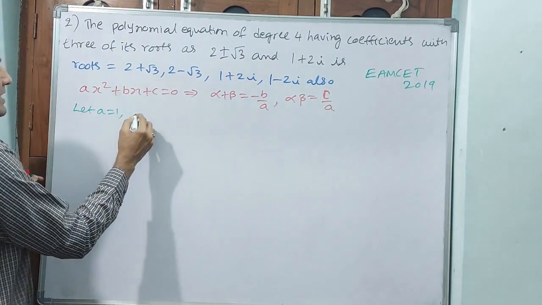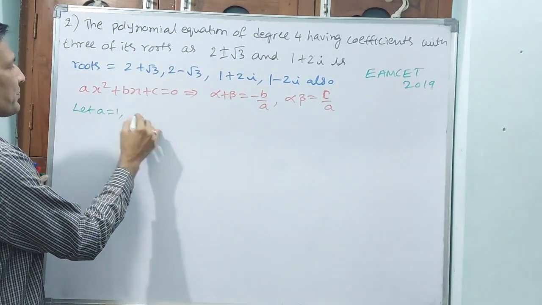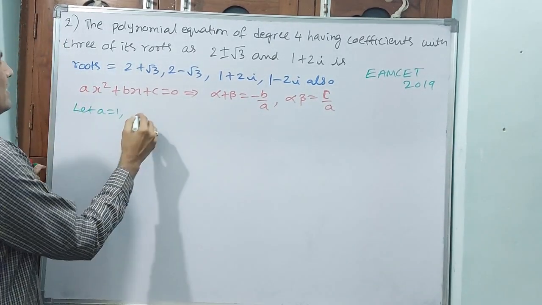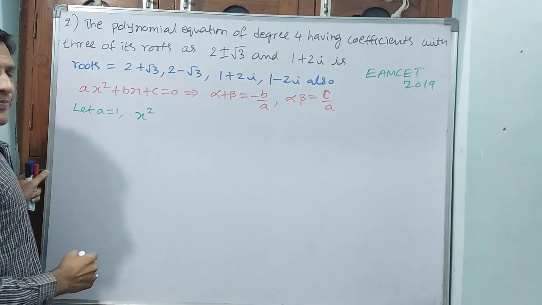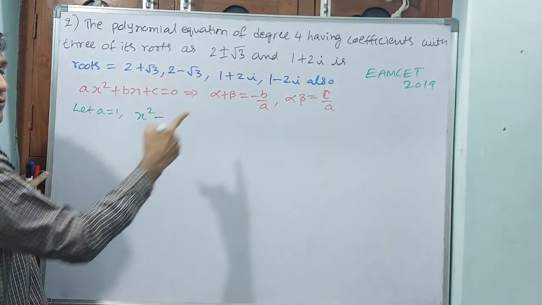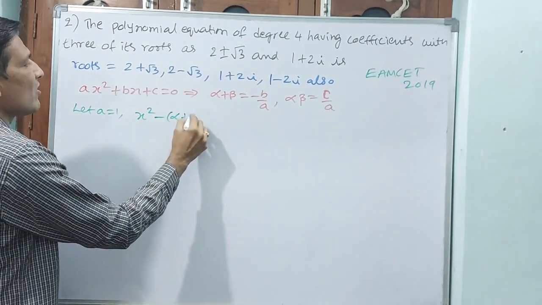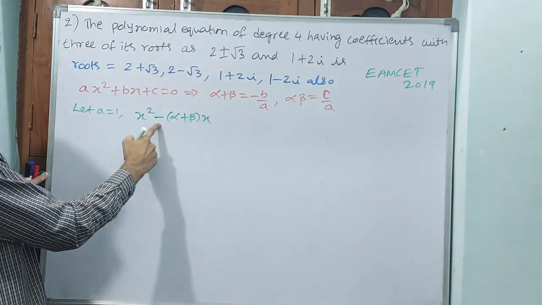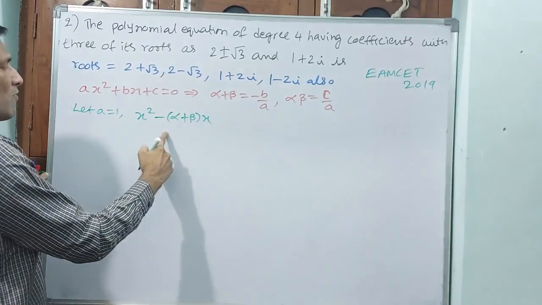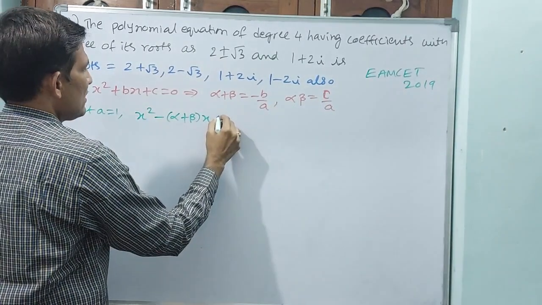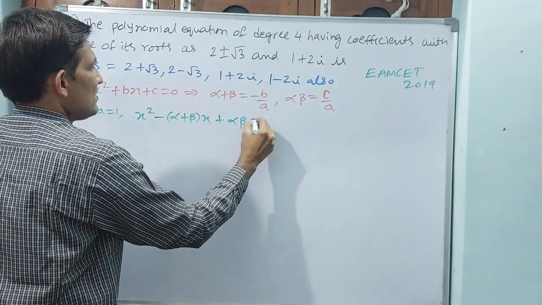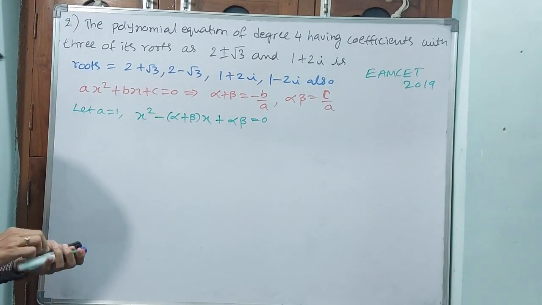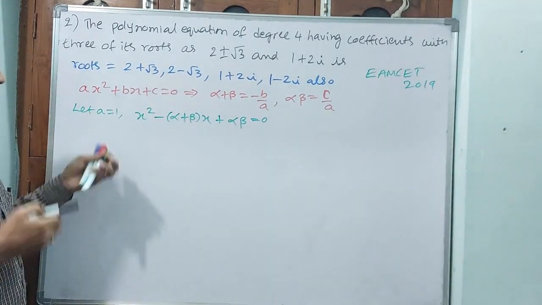Then proceed further. Here a will not be there, because we have taken a as 1. Don't forget. Then it is x square minus of alpha plus beta into x. In place of b we have written alpha plus beta, and we also have to transfer the minus. Then plus c, which is alpha beta, is equal to 0. This is very important. Take this equation and note it down. Now we are going to proceed simply as per this equation.